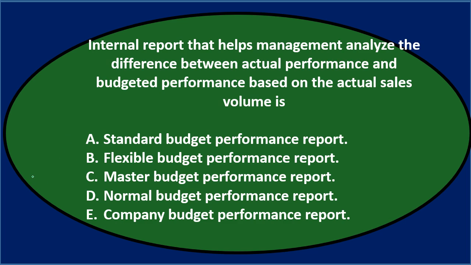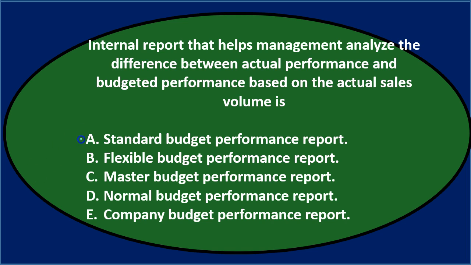Next question. Internal report that helps management analyze difference between actual performance and budgeted performance based on the actual sales volume is either A, standard budget performance report, B, flexible budget performance report, C, master budget performance report, D, normal budget performance report, or E, company budget performance report. Let's go through this again using the process of elimination. Internal report that helps management analyze the difference between the actual performance and budgeted performance based on the actual sales volume is either A, standard budget performance report.